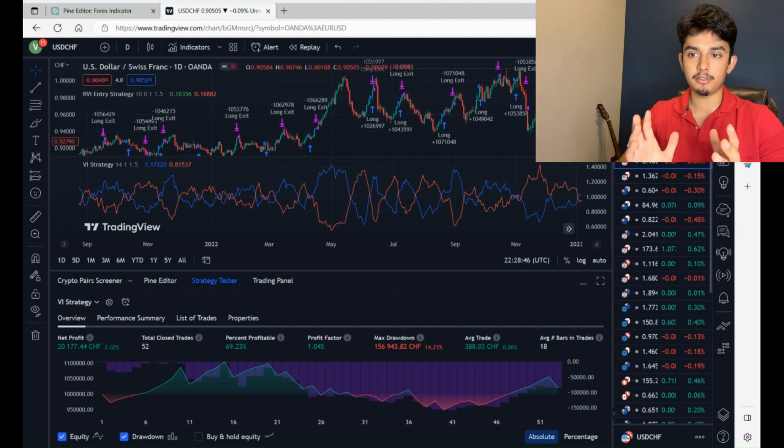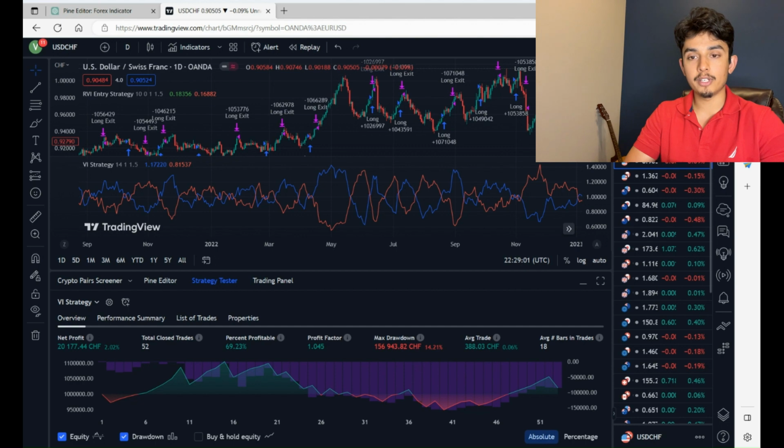Now, keep in mind, just because an indicator has a higher win rate doesn't necessarily mean that it's going to be better for your system. So if you are looking to involve this in your no-nonsense Forex trading system, please make sure to actually test it with the rest of your indicators in your system, make sure it fits.